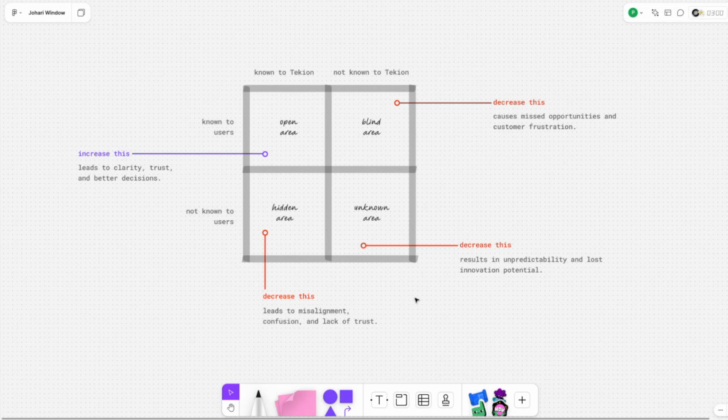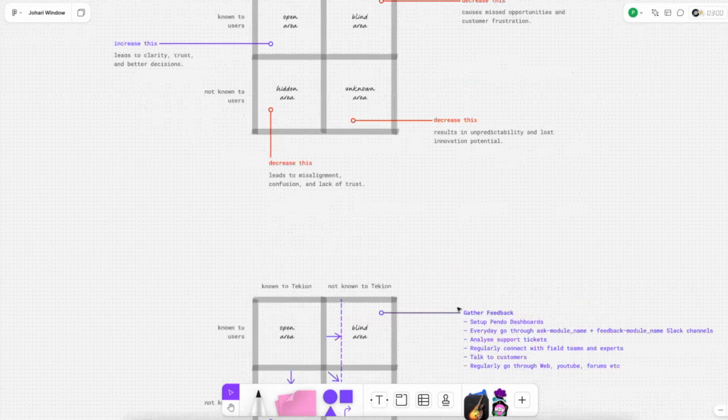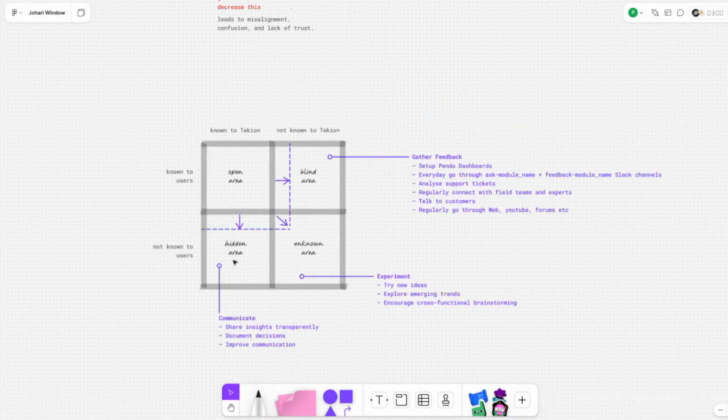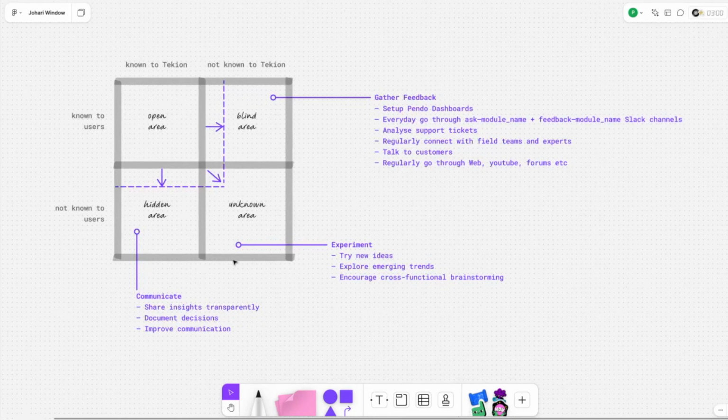And when you don't experiment, it leads to unpredictability and loss of innovation potential. Because if you have tried doing something, it's always better, right? So this is broadly how we can use it for our product. Now, let's understand what we can do to decrease these things and increase this, right?